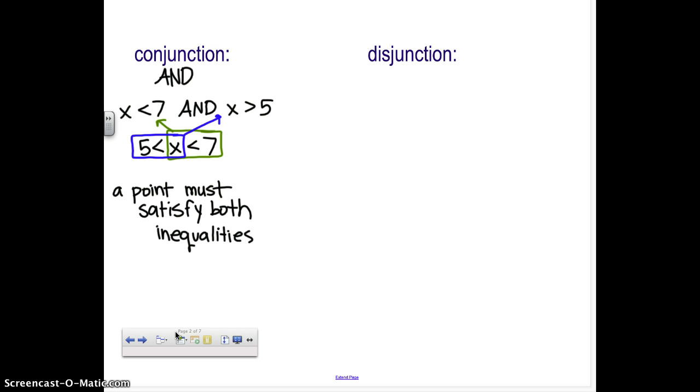Then we have disjunctions. Disjunctions use the word or. X is greater than 7 or x is less than 5. Okay? We can't put these together because all the numbers bigger than 7, none of them are smaller than 5. These two don't fit together. They don't overlap in any way. Okay? When we do these, a point must satisfy one of the inequalities. A lot more answer choices then.